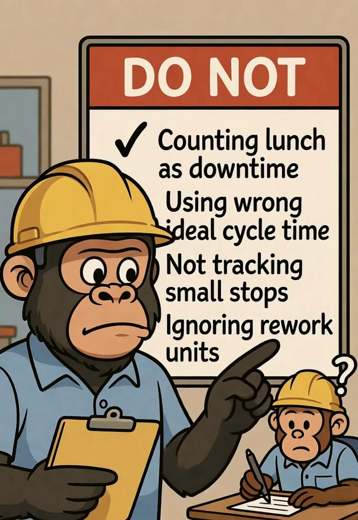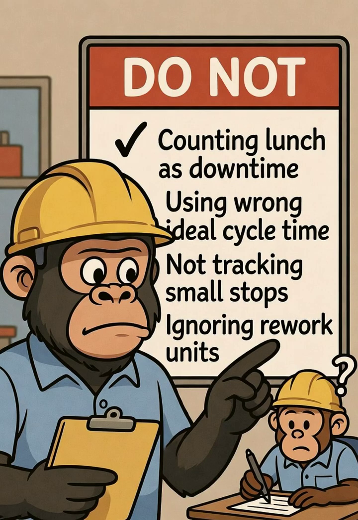Mistake number 2, using the wrong ideal cycle time. Your ideal cycle time should be the design speed of the machine, not some aspirational number and not the average speed you've been running at. It's the theoretical maximum. Mistake number 3, not tracking small stops. Many factories only track major breakdowns, but they ignore all the little 2-minute, 5-minute stops throughout the day. Those add up to massive performance losses.